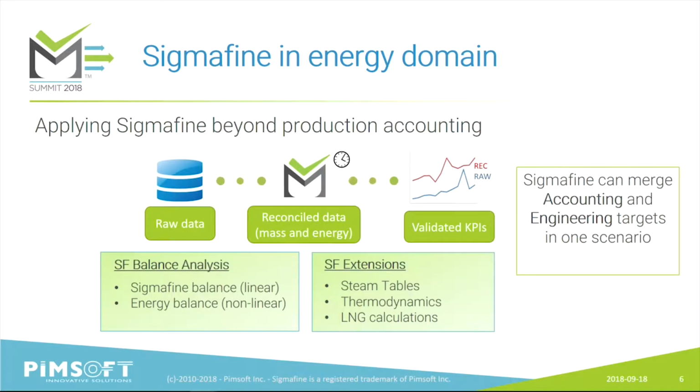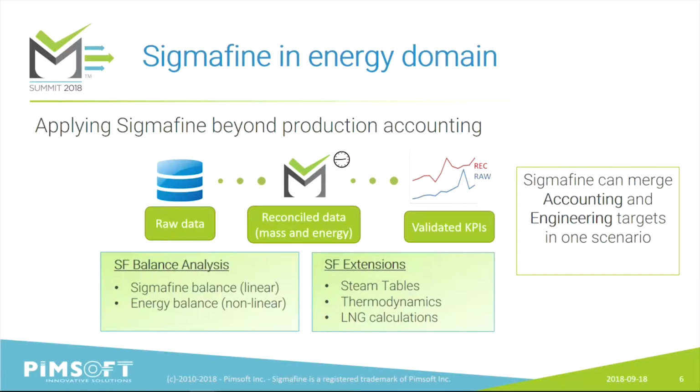Sigmafine works by receiving data from your plants, from your data historian, from LIMS, manual entries, and then it applies an analysis to a model, which is a representation of your refinery and its assets. A Sigmafine balance, or an energy balance, can be applied to the collection of these assets. A Sigmafine balance typically applies a linear balance, calculating reconciled values based on raw measurements and tolerances, which are the confidences that you have in your meters and your measurements, and then provides reconciled values.